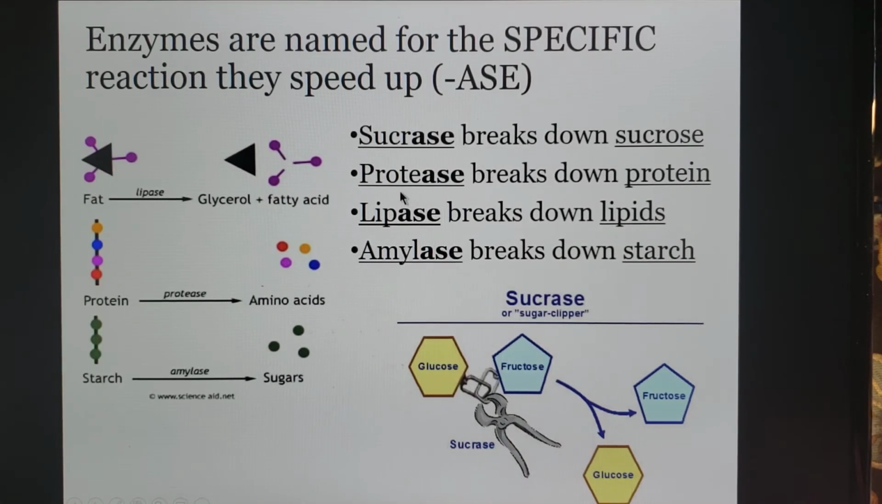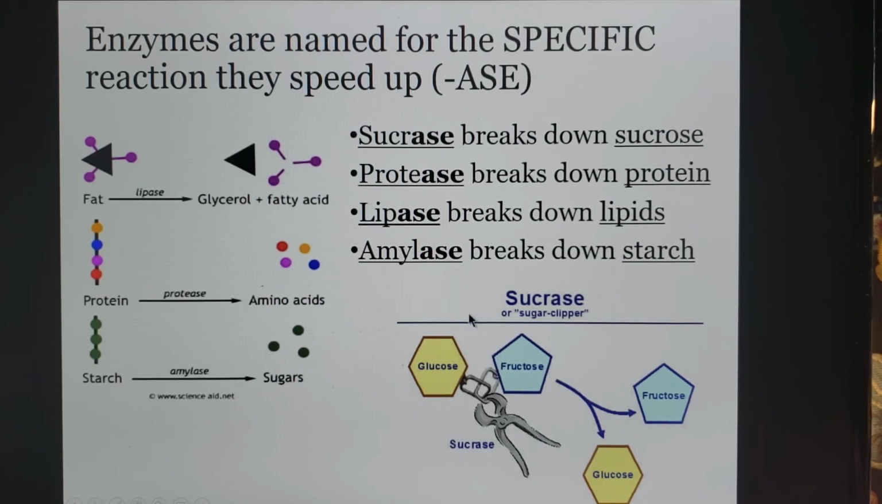And we have names for these. Enzymes have the word ending ASE, like ACE, at the end. So sucrase breaks down sucrose, which is sugar. Protease breaks down protein. So these kind of give it away. Sucrose, protein, lipid, and then amylase is kind of a weirdo one there. Lipase breaks down lipids, and amylase breaks down starch.